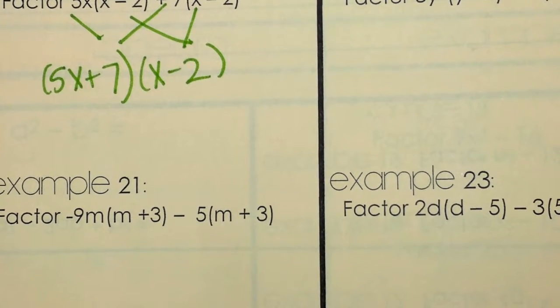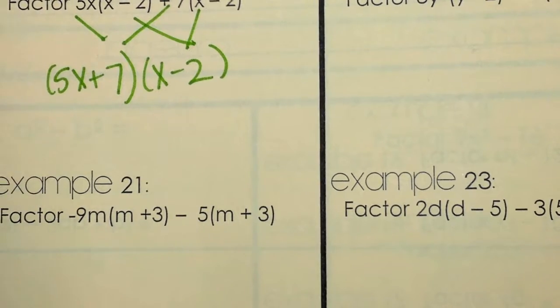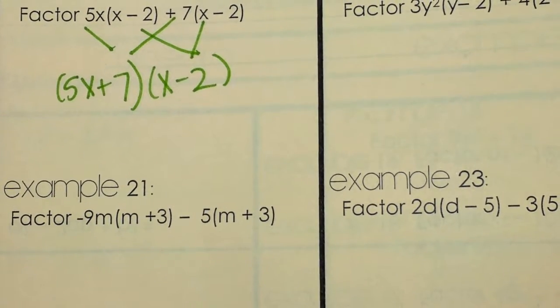Negative 9 of them. 5. That's right. The first one to do. Is that what we did up there? Okay, go to the next step.